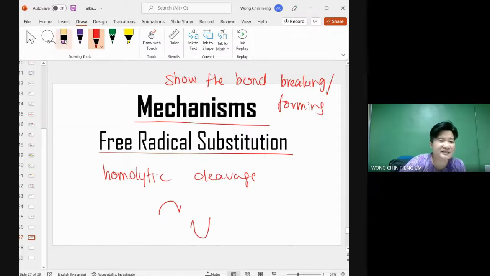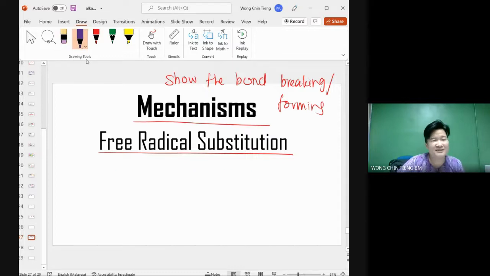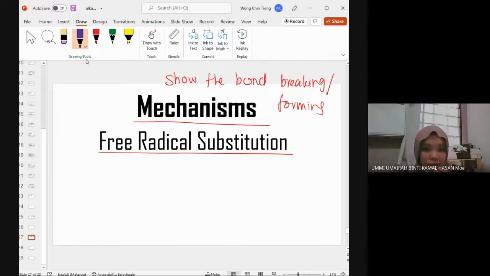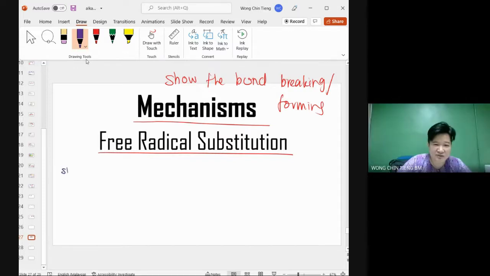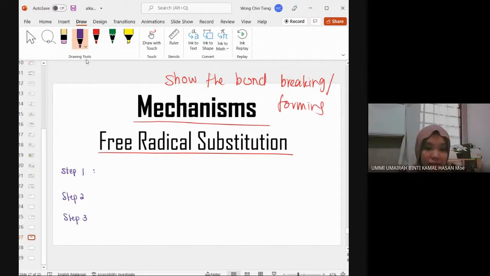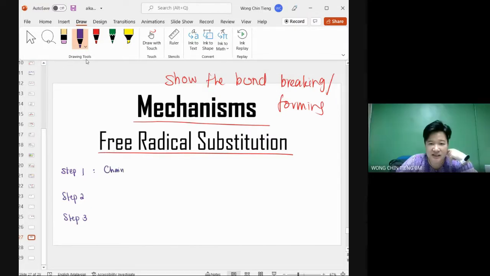And can anybody tell me, how many steps do we have in free radical substitution? 3. We have 3 steps. Step 1, step 2, step 3. Can anybody tell me what is step 1? Chain initiation. Chain initiation.